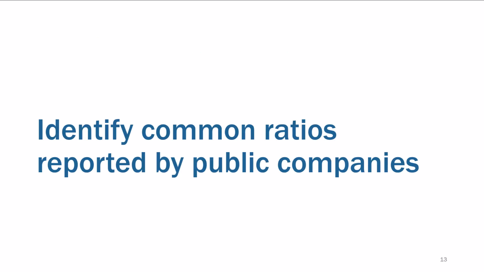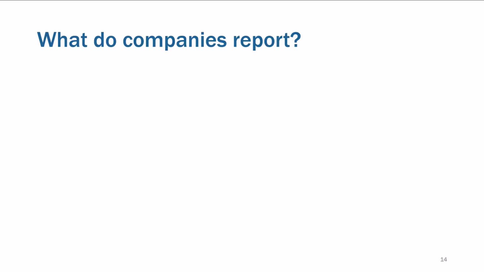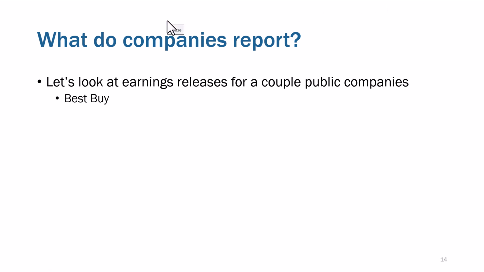The next section, identifying common ratios reported by public companies. So I want to take a look at, what do companies report? I actually just thought it would be fun to take a look at earnings releases for a couple public companies out there. We're going to look at Best Buy, General Mills, and Medtronic and just say, okay, what information do they have on the most recent earnings release? What type of financial ratios are they reporting?